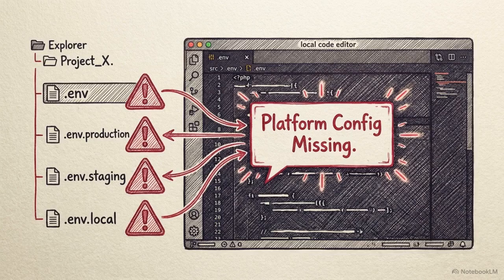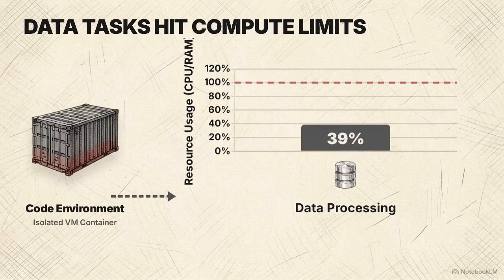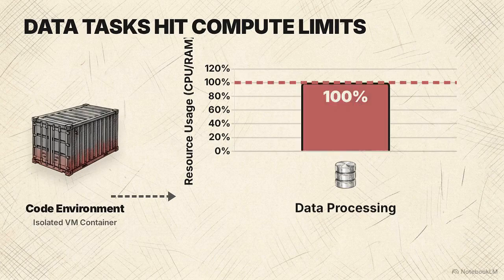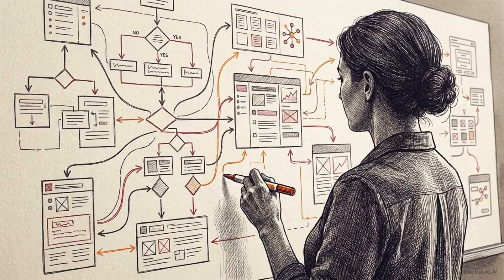However, there are trade-offs to consider. Moving a complex project from the cloud to a local machine can be difficult due to platform-specific settings, and applications requiring massive data processing may quickly hit the platform's compute limits. While the tool automates the manual effort of writing syntax, it increases the importance of the human user's role in planning the architecture and verifying the final logic.